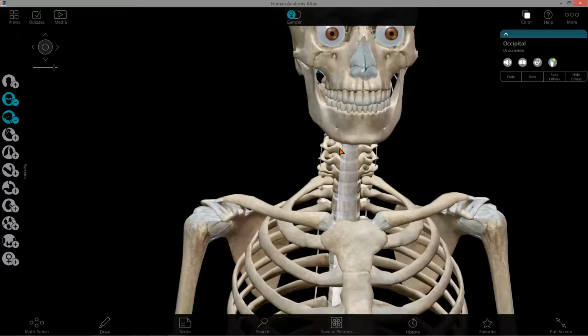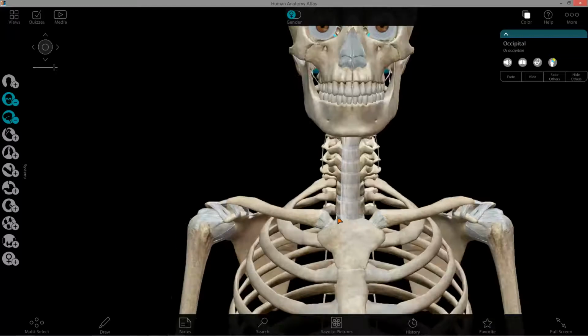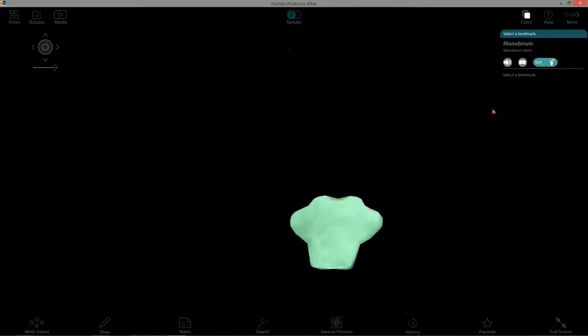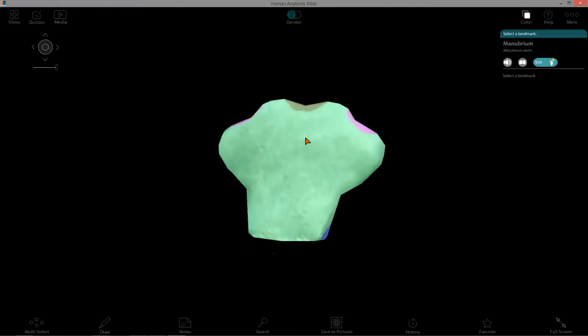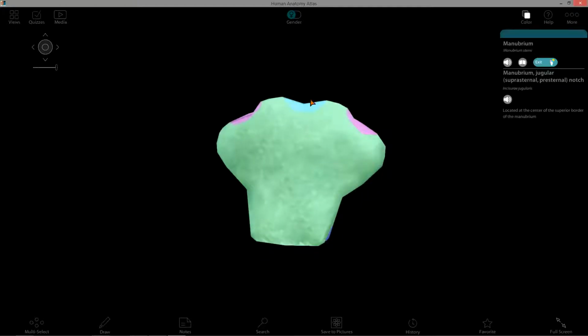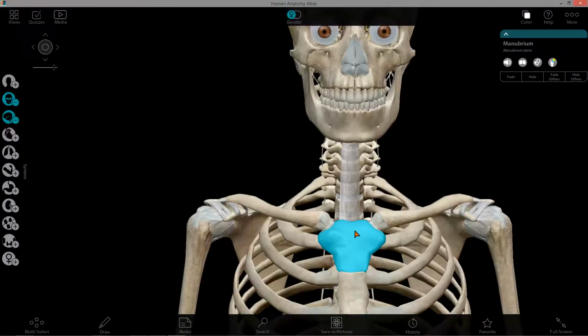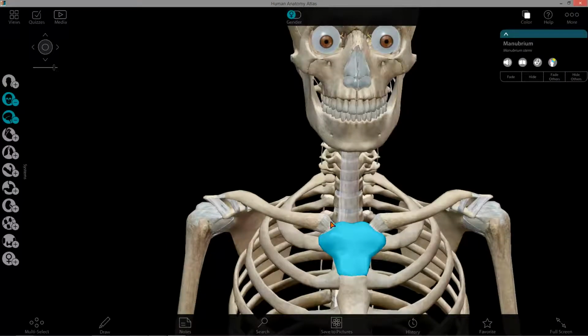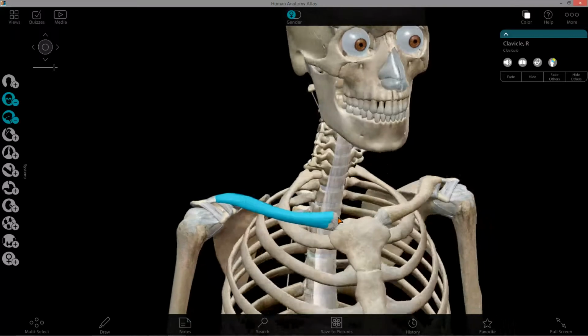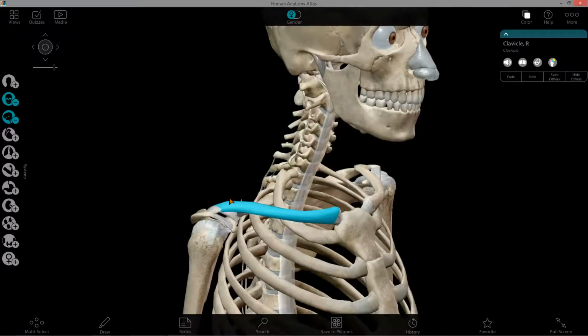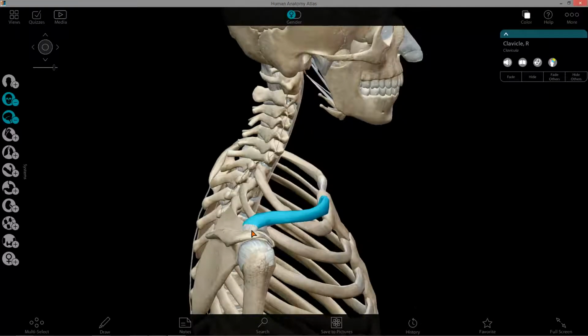The inferior boundaries begin at the suprasternal notch right here. So if I go into multicolor mode and we show you the superior boundary of the manubrium, this is the jugular or suprasternal notch. I exit out. So it starts there, and then as we move laterally, it becomes the clavicle. And we follow the whole way along the clavicle all the way to the acromion process.